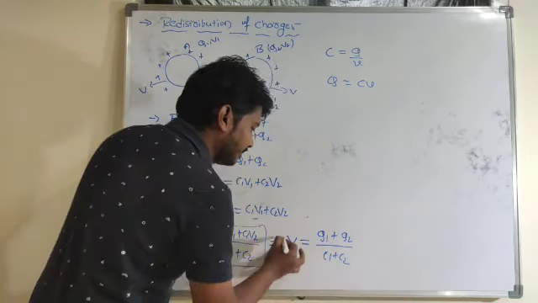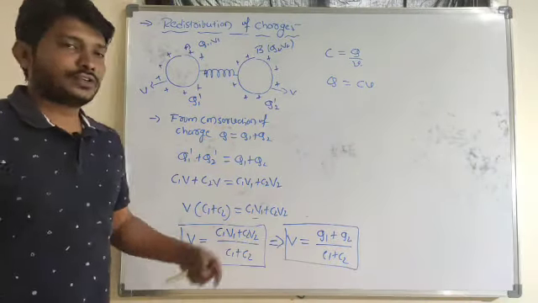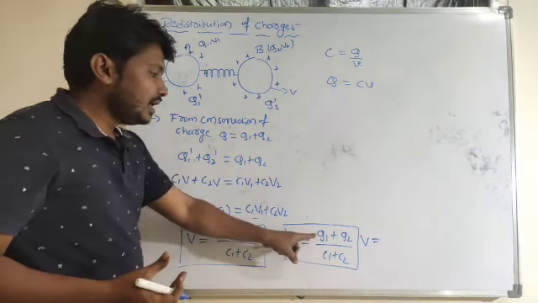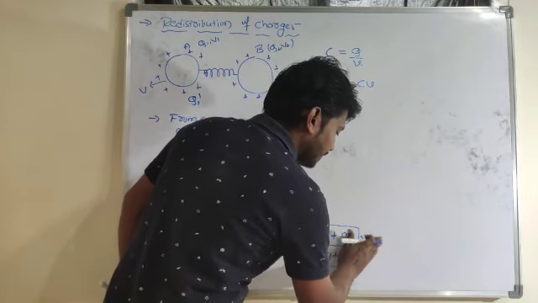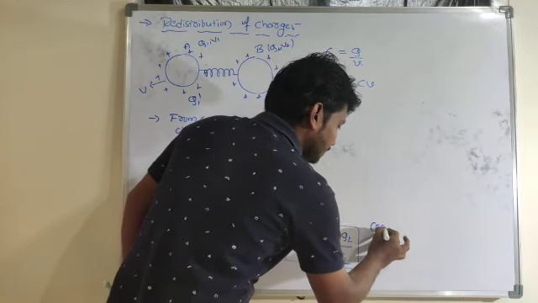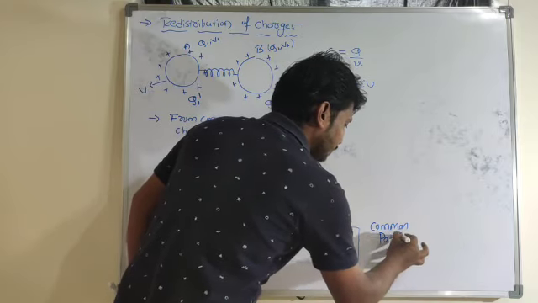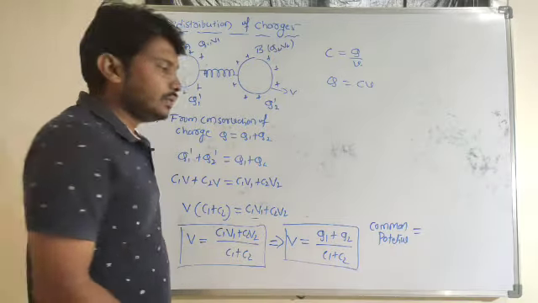divided by C1 plus C2. So this is also an expression for the common potential. In general, in terms of words, I can consider Q1 plus Q2. So that is nothing but V, the common potential. So it is equal to what?